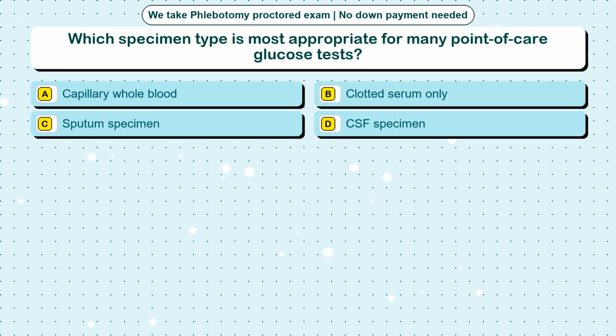Question 90. Which specimen type is most appropriate for many point-of-care glucose tests? Option A, capillary whole blood. Option B, clotted serum only. Option C, sputum specimen. Option D, CSF specimen.